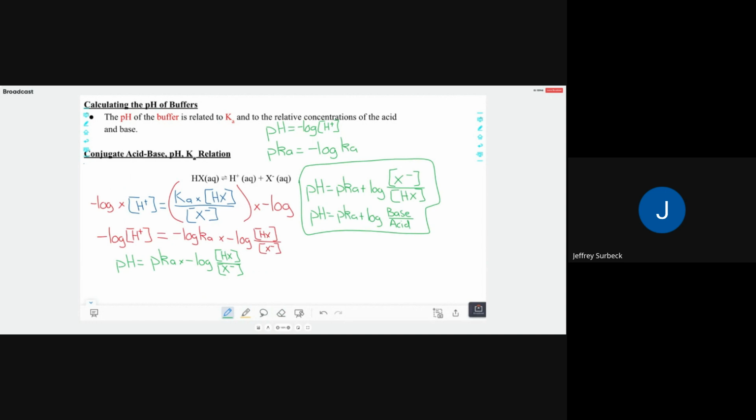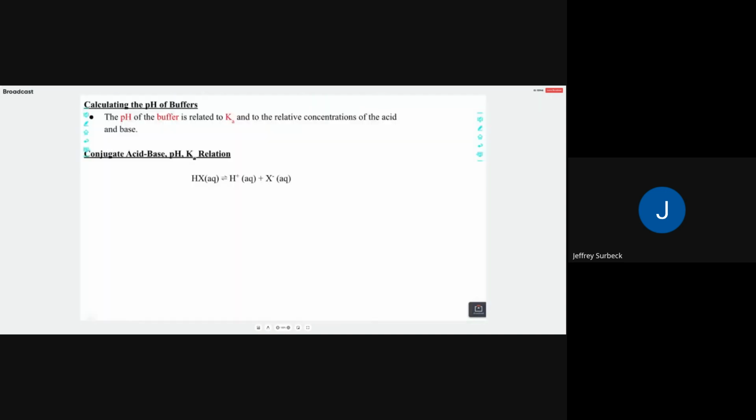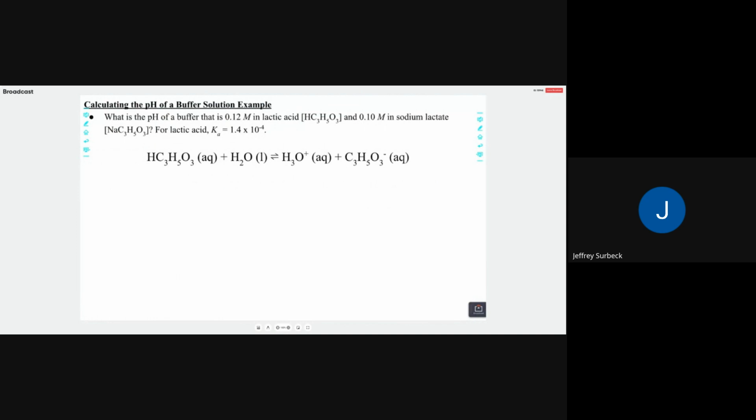Questions? Does anybody need this? All right, so the last problem won't take that long because we have this. We want to know the pH of a buffer that is 0.12 molar in lactic acid and 0.1 molar in sodium lactate. Ka is given as 1.4 times 10 to the negative fourth.